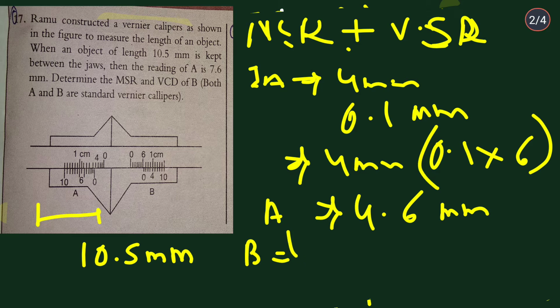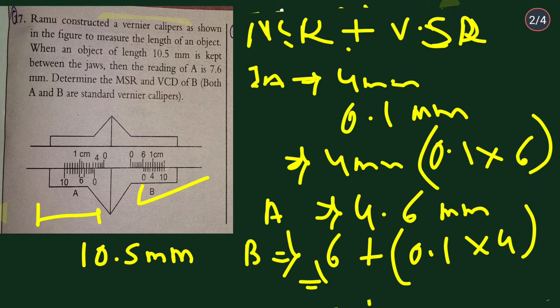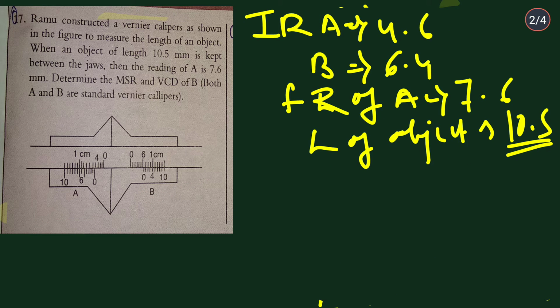Similarly, for the initial reading of B, the main scale reading is 6 plus least count 0.1 millimeter into the coinciding division, which is 4. So the initial reading of B is 6.4 millimeter.